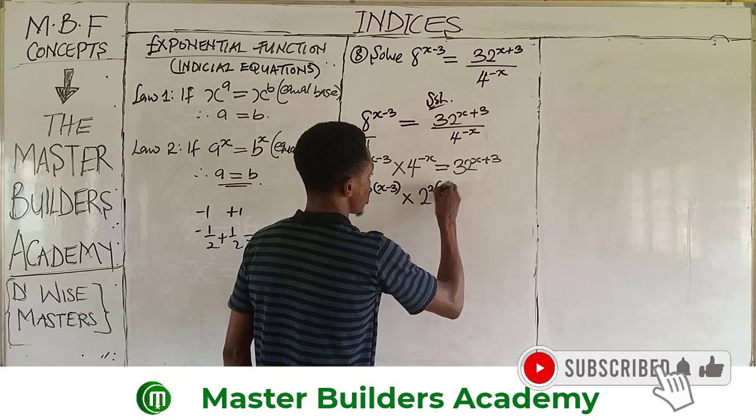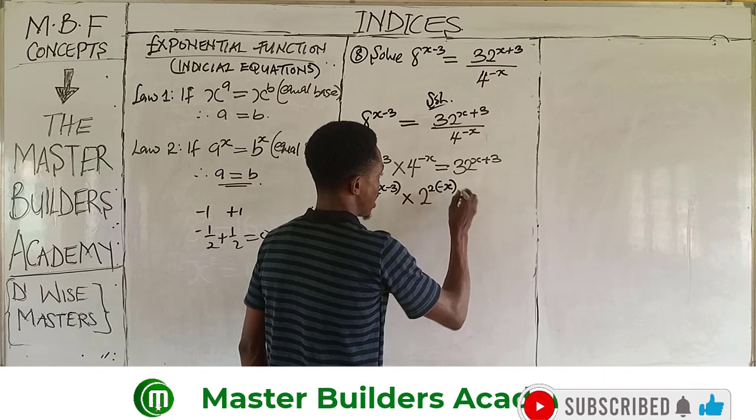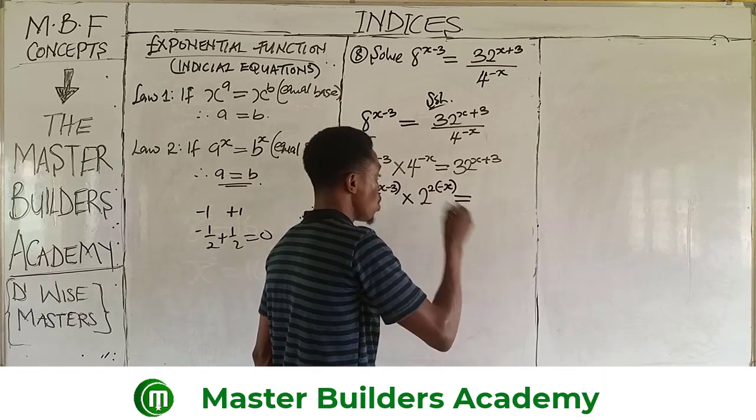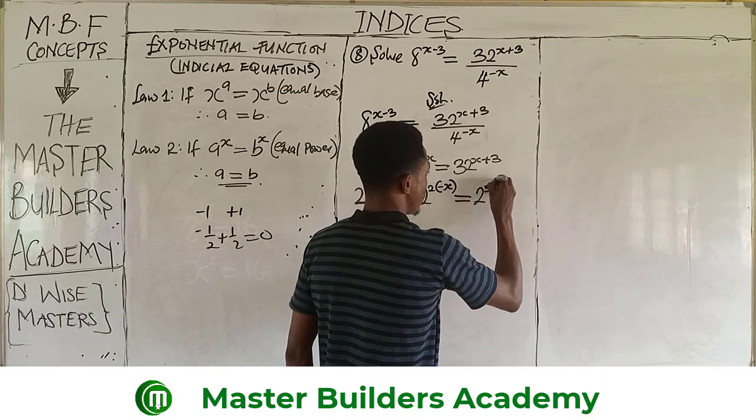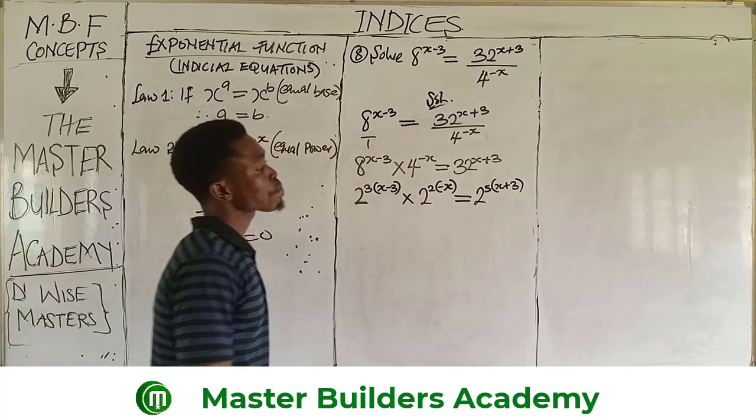2 raised to the power 2 will give us 4. Then we will have this 2 to the power minus x is equal to, therefore, 32. We are going to have 2 raised to the power 5 raised to the power what? x plus 3. It's as simple as this.